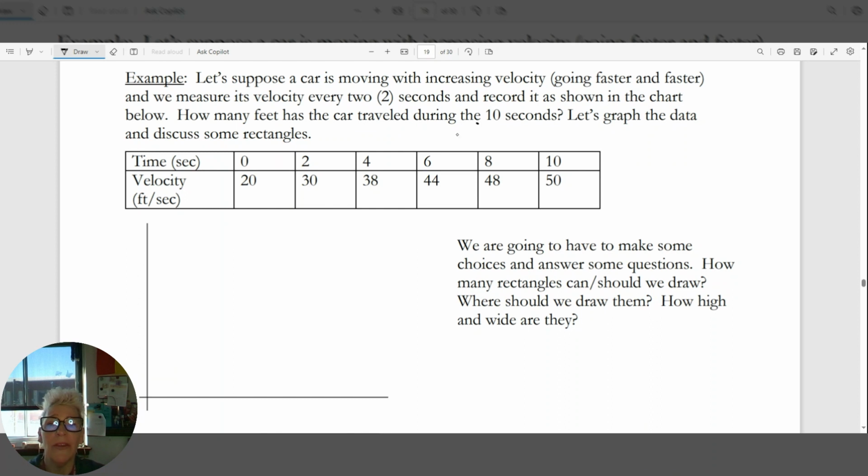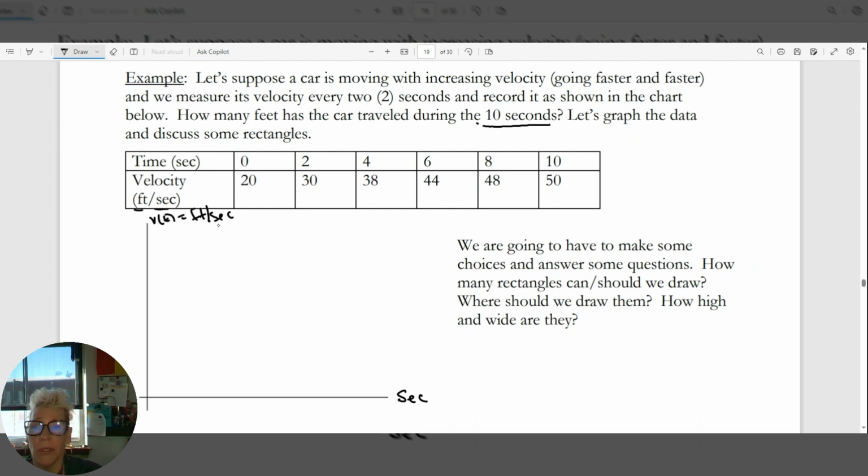So we want to know how many feet the car has traveled during 10 seconds. Now notice our velocity is in feet per second. So our independent axis is in seconds. Our velocity axis is in feet per second. So as we just saw, how many feet we have traveled will be the area under the curve, or the area under what we graph when we graph this data.